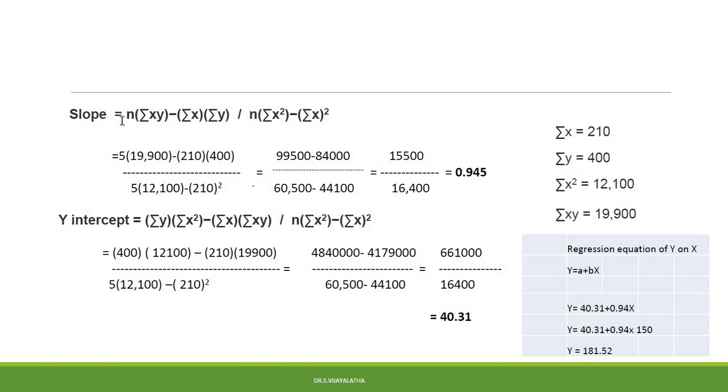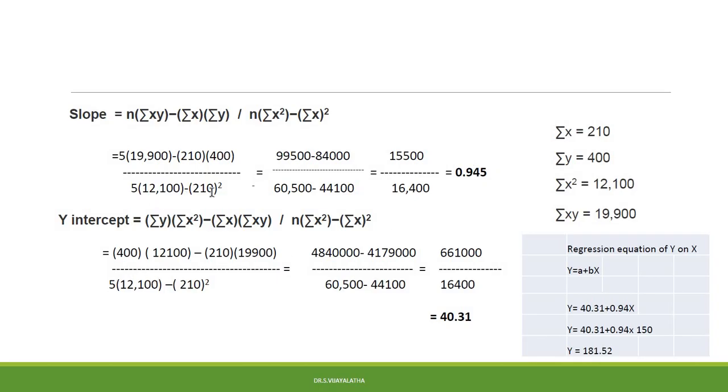So to find out the slope, here in this formula, n is the sample size, so it is 5. And sigma xy is 19,900, sigma x is 210, sigma y is 400. So that is the numerator. In the denominator, again it is n, sample size 5, into sigma x square, which is 12,100, and sigma x the whole square, which is 210 square. So we have to remember the difference between sigma x square, which is the sum of the square of x terms, and sigma x the whole square, which is just a square of sigma x. When we solve this, again we get the slope as 0.94 as we got in our previous video.